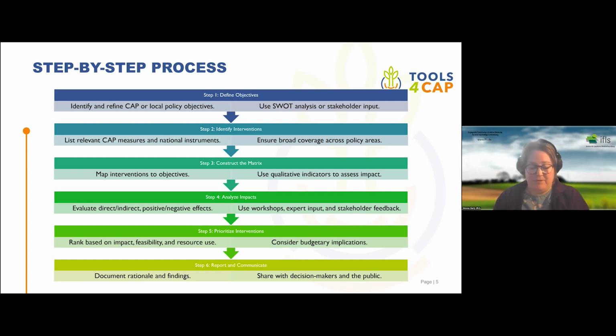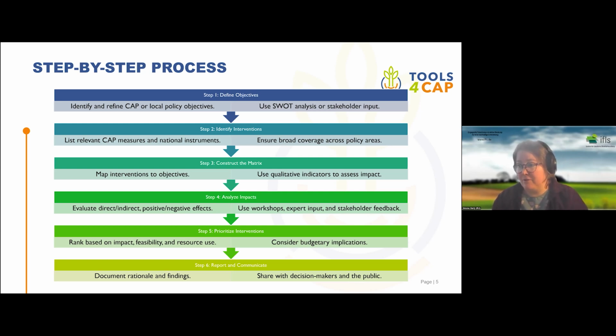Then the second step is to identify the interventions that are relevant in the specific context. These include, of course, the CAP measures from both pillars, but it could also include national instruments depending on the specific purpose you are setting for the application of the IOI matrix. It's important to be comprehensive here. This step sets the foundation for the matrix. So we really need to capture all the tools that could help achieve the objectives in this step.